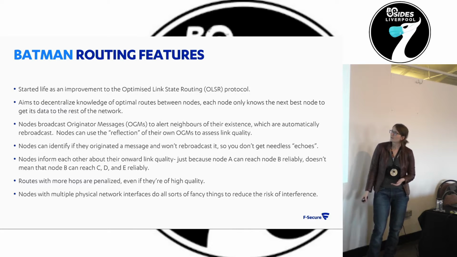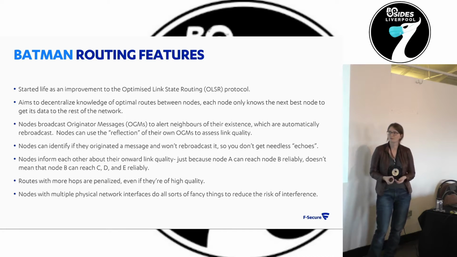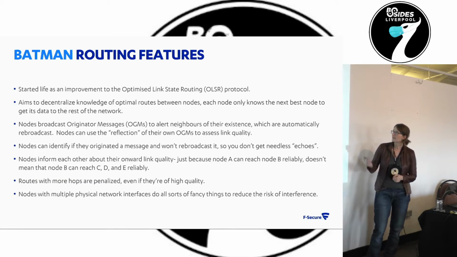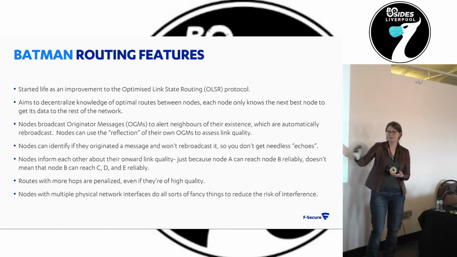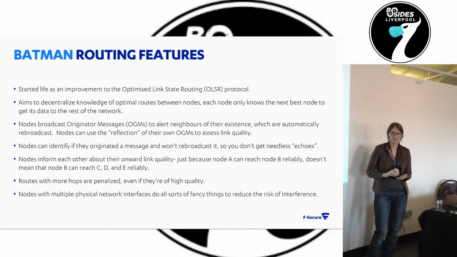So about Batman routing protocol features, it started as an improvement to the optimized link state routing protocol, which is another mesh network routing protocol. It aims to decentralize the information about the nodes, so each node only knows how to reach the next best node. And this is done by each node sending out these little OGMs, which are little heartbeat messages. And any node that picks it up reflects it back to it. So you can say, okay, I sent this message at this time, I've received the reflection from that node at this time, I've got it back from that node at that time, well that node was faster, so I've probably got a better connection there.